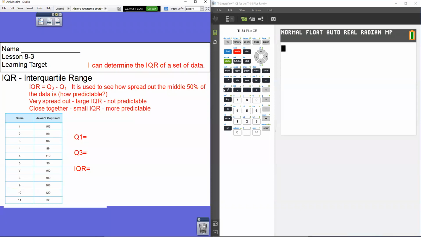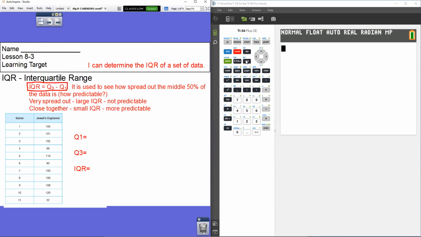This is a lesson for Algebra for 8-3. What we're doing today is determining the IQR, or interquartile range, of a set of data. The formula for IQR is to take quartile 3 and subtract quartile 1.